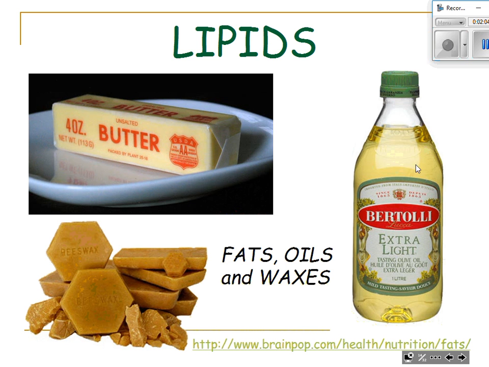So we look up here. This to me looks like some sort of a vegetable oil. This is an olive oil, I guess, when I read that right there. That right there looks like beeswax, because I can read beeswax. And this is wax and butter. I'm sure one time or another you have had butter. I had some on my toast this morning. So lipids can be classified as fats, oils, and waxes.